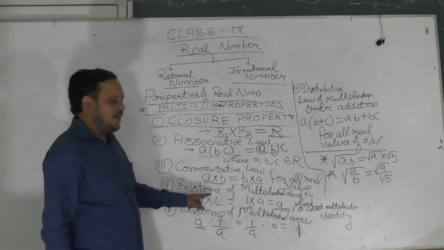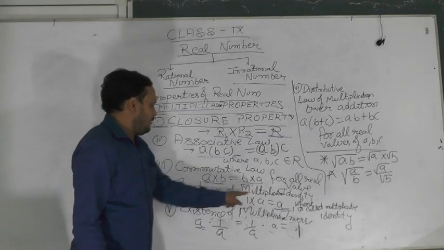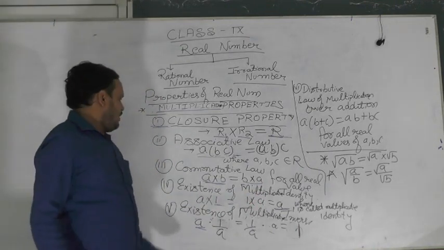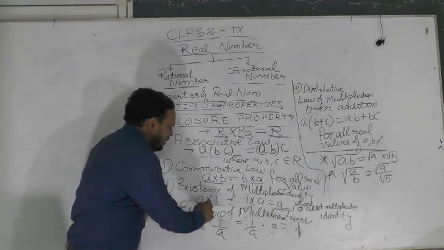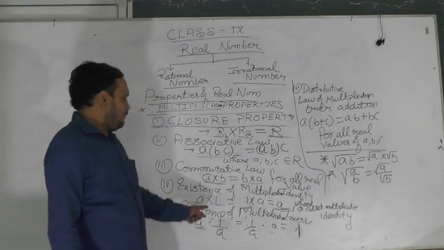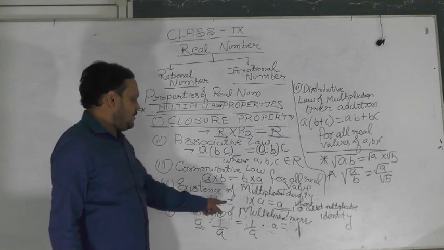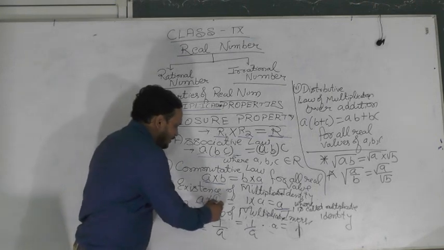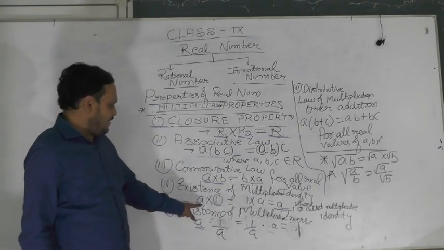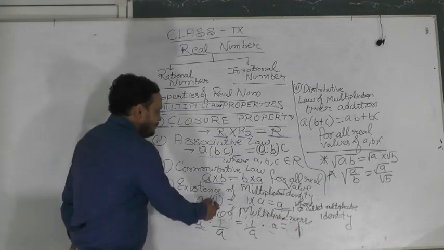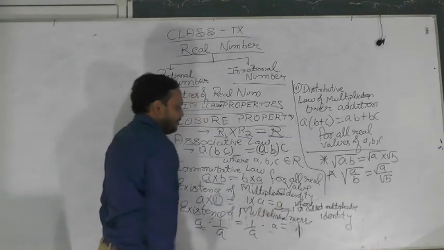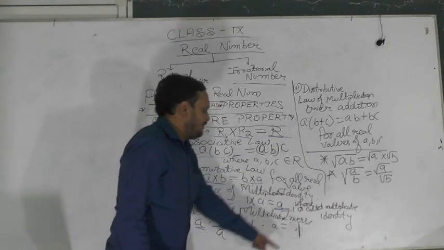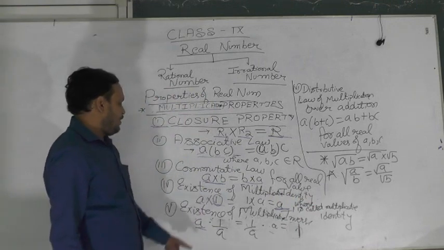Now come to the existence of multiplicative identity. Multiplicative identity means what number a real number is multiplied by so that the value of the result is the same as the real number. In this case, only one number, that is 1. If we multiply any real number by 1, then we get the same real number. In this case, 1 is called the multiplicative identity of real numbers.